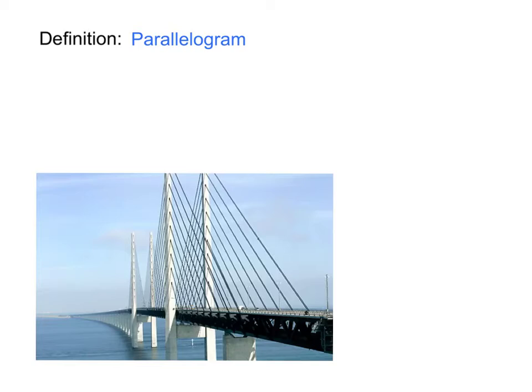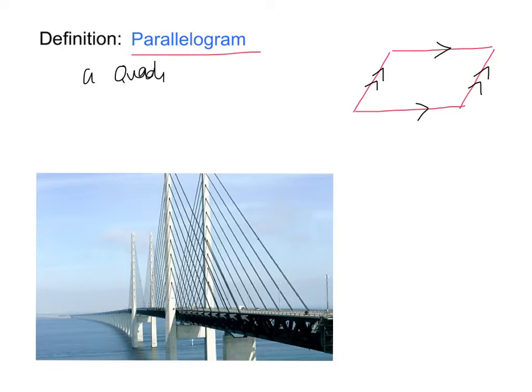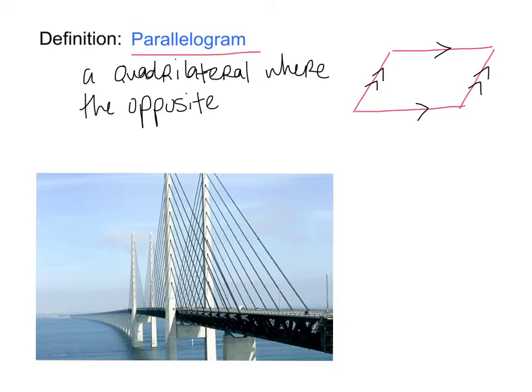So what is a parallelogram? The main definition of a parallelogram is that it's a four-sided figure, so 1, 2, 3, 4 sides, where the opposite sides are parallel. So I want to go ahead and write that definition down. A parallelogram is a quadrilateral, that means it has four sides, where the opposite sides are parallel.